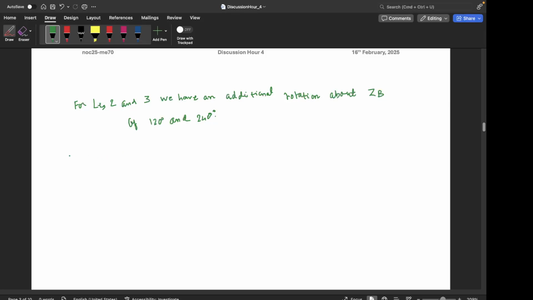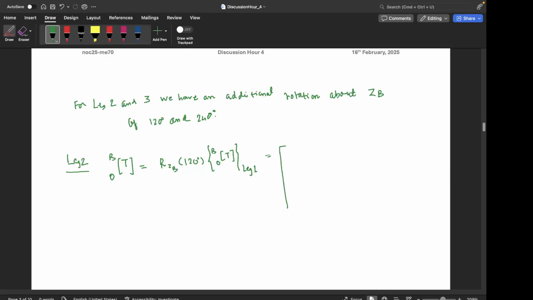So for leg 2, this T base to 0 involves the usual T base to 0, right? So it involves one additional RZB of 120 degrees, and then the rest is the same, that is the transformation that we did for leg 1, right?